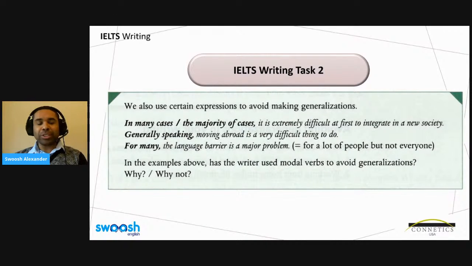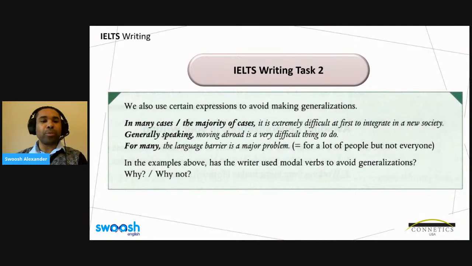Well, not in every situation is that going to be true. So we can use in many cases or the majority of cases to be more precise. Using generally speaking as well is a way that we can be more precise. So again, we're not saying this is true all the time or in every situation, where we're looking at a situation which is often the case, but not always.